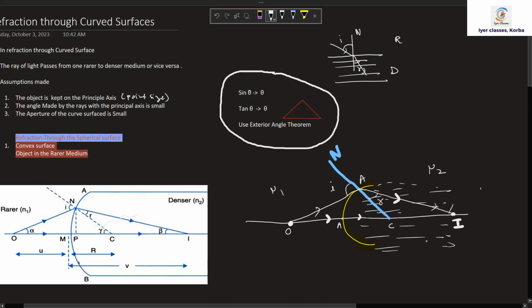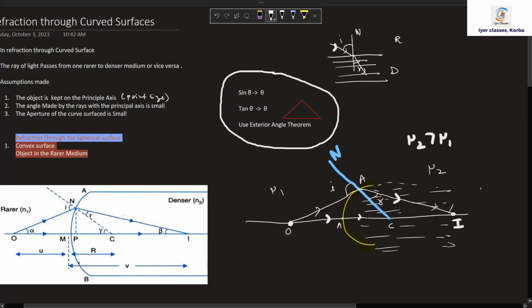Now, once again, can you explain, ma'am, how do they converge at I? Which rays? The refracted rays. See, actually, what is happening is, this is a rarer medium. Now, mu2 is greater than mu1. That means the ray is entering from a rarer medium to a denser medium. So what should happen?